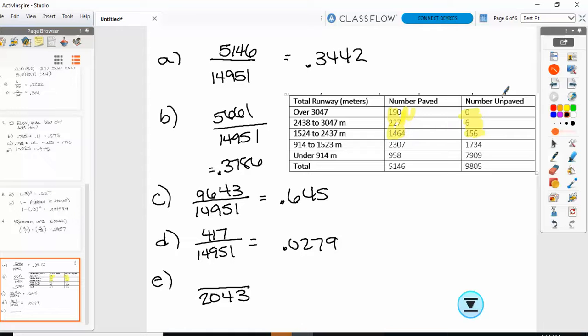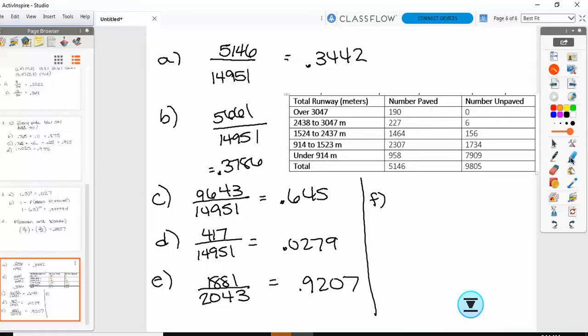Then the top, I'm still only looking at those highlighted numbers because I already knew that part was true. And then I want the paved. So we add the 3 paved ones together. And we get 1,881. So when you have a conditional, that's the only thing you're looking at. The condition is your denominator, and the numerator is just looking at those numbers.